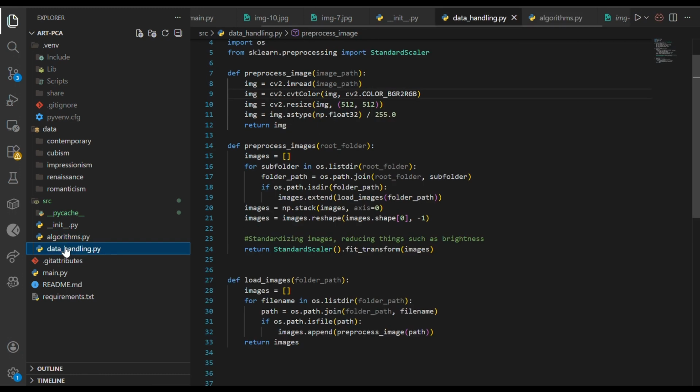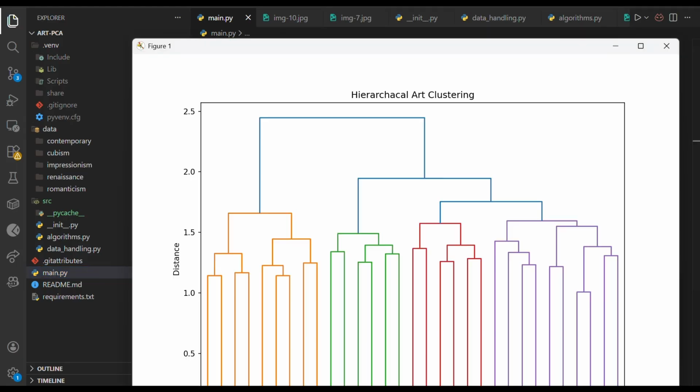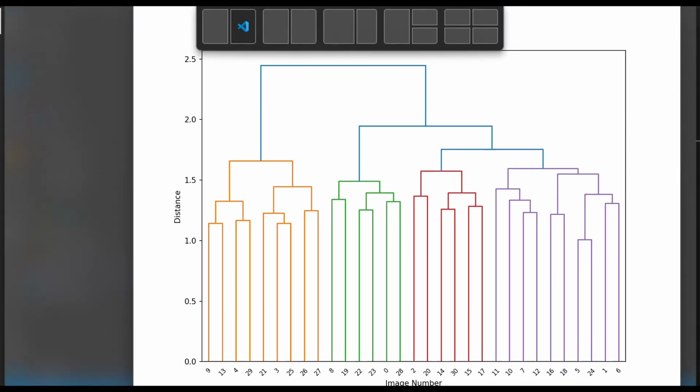In data handling, very basic stuff. We just pre-process them, clean them, make sure they're all pretty standard and similar to each other, and try to make it as easy as possible to find similarities between each other. And of course, in main.py, we just bring this all together, running them together. Voila. Over here, here's the graphic I have.